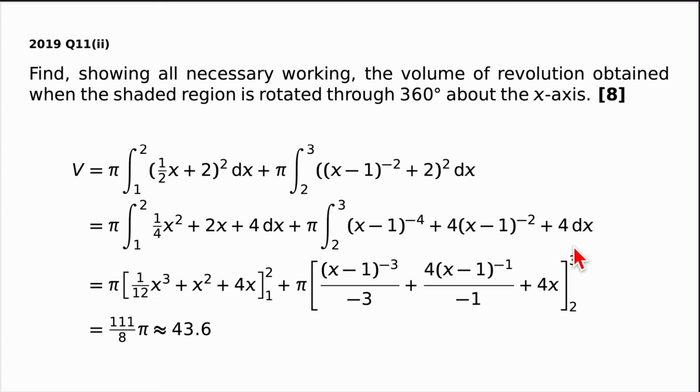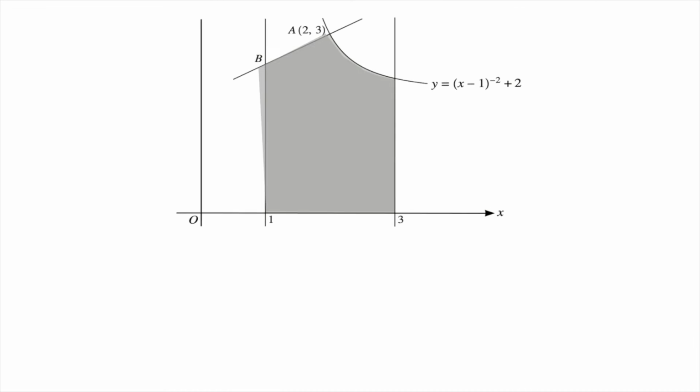This next question is worth 8 marks. It's a monster of a problem. It says, find, showing all necessary working, the volume of revolution obtained when the shaded region is rotated through 360 degrees about the x-axis. It's very similar to the problem we did previously.